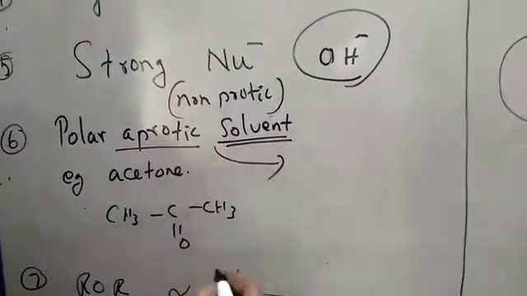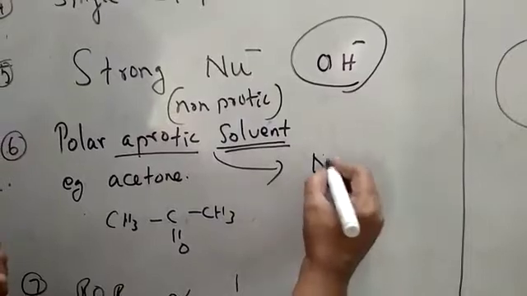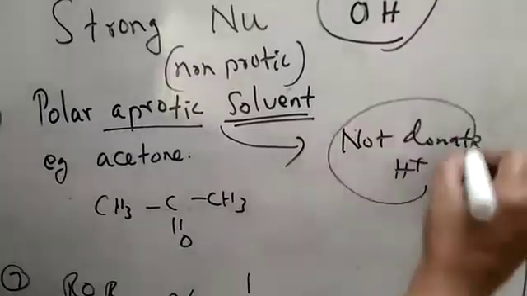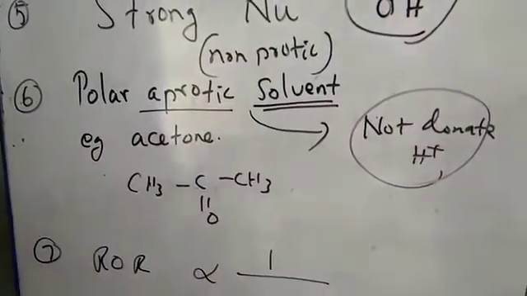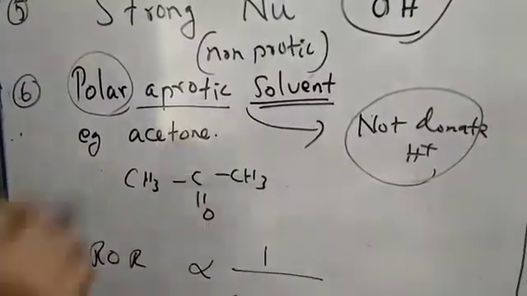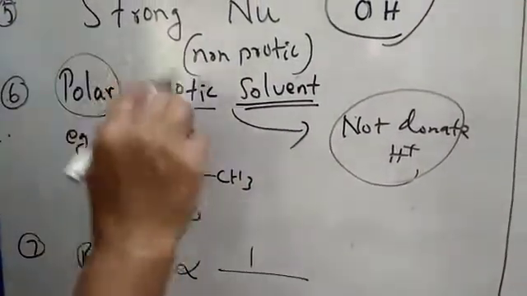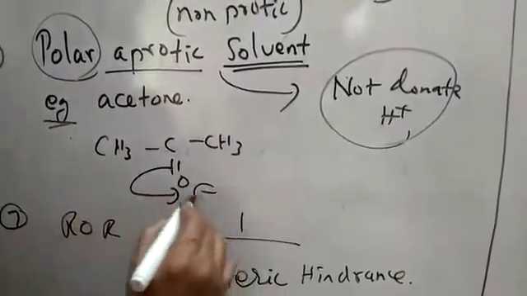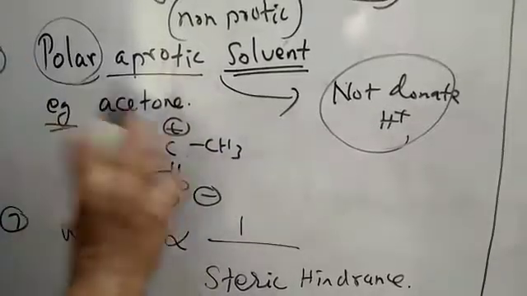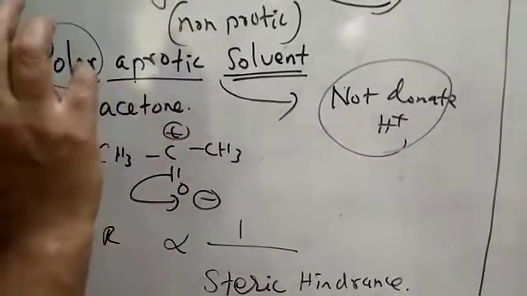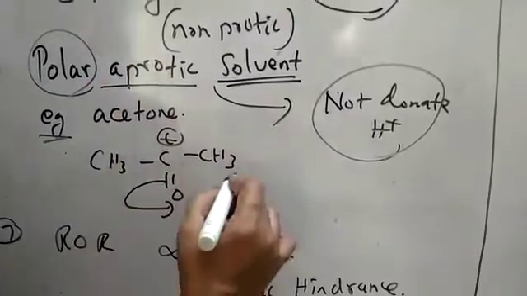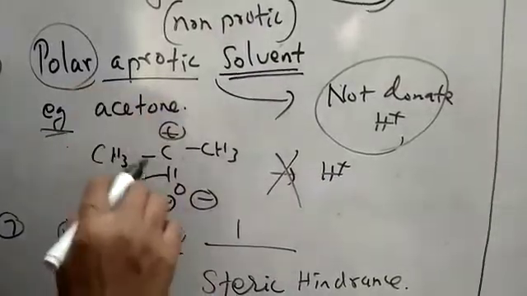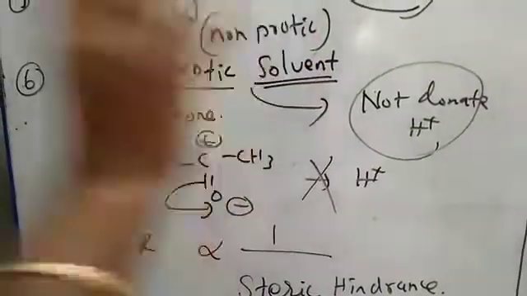Its contribution is that it does not donate H plus ion. Such a solvent you have to take. Parallelly it should be polar. So the condition is a polar aprotic solvent. An example is acetone. Because of this polarization, this is minus and plus. So it is polar, sorry children. At the same time, it is not donating H plus. So it is called an aprotic polar solvent, which is suitable for this reaction.